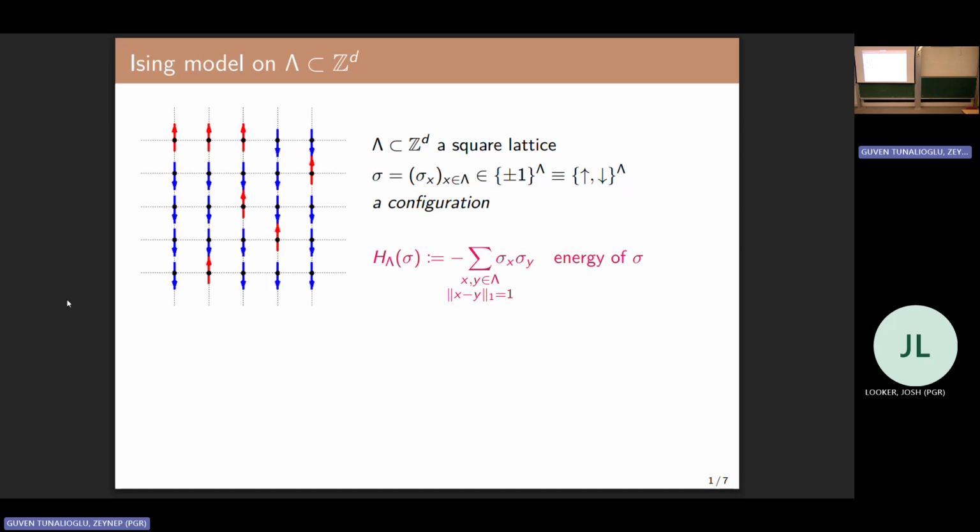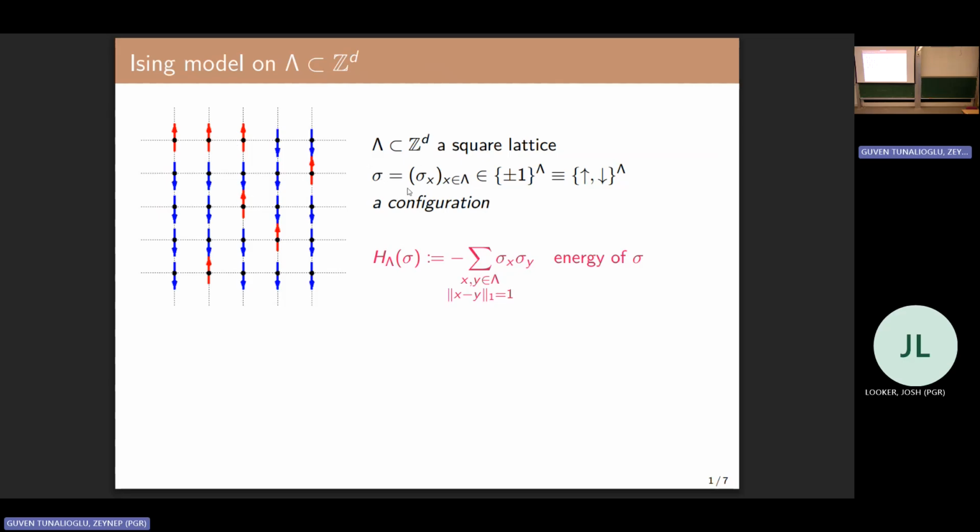So we have a lattice, this is some material. In this case, it's 2D, but this could be d-dimensional. But we know most about these things for dimensions 5 or greater. So we have a square lattice, and to each point in the lattice we assign a spin. So it's either spin up, which is a red arrow, or spin down, which is a blue arrow. And this then gives a configuration.